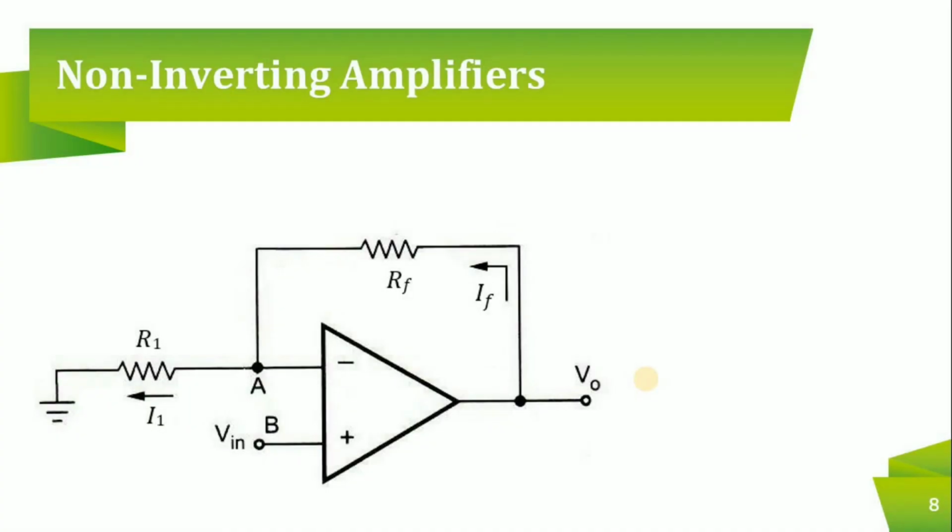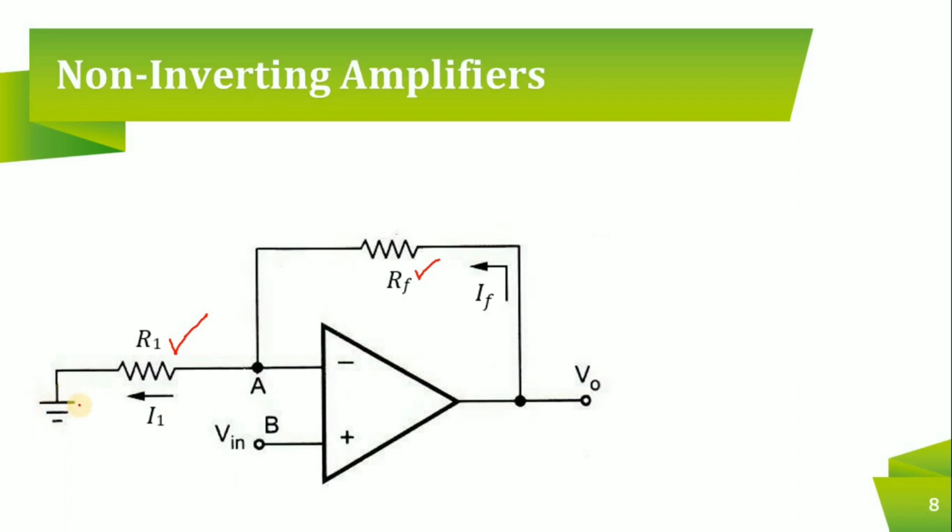So the next one is the non-inverting amplifier. In a non-inverting amplifier, we retain some part of the circuit. R1 is always connected to the negative terminal, the inverting terminal. Feedback is also always connected to the inverting terminal. So R1 and RF are both connected to the inverting terminal. The only thing we have changed is that the ground is given to the inverting terminal and the input is given to the non-inverting terminal.